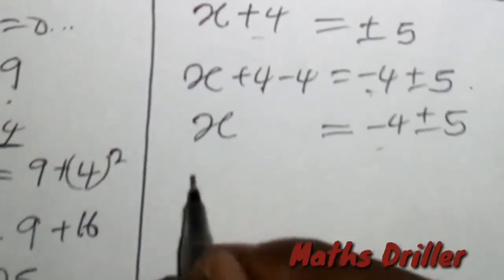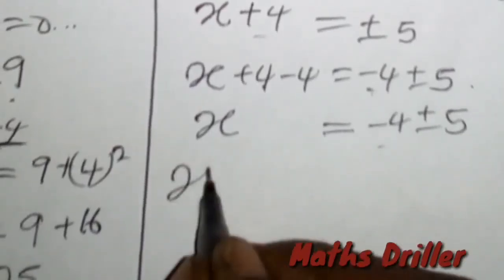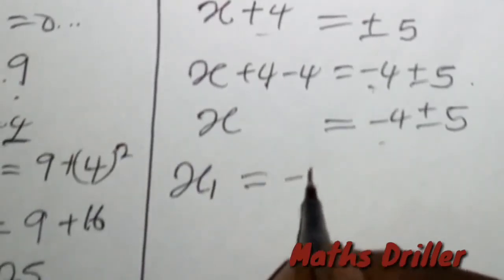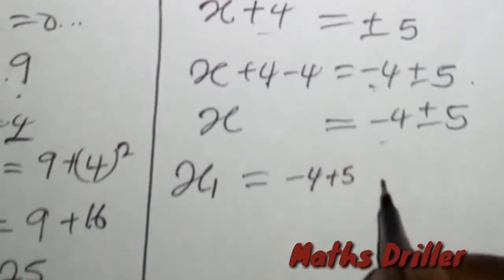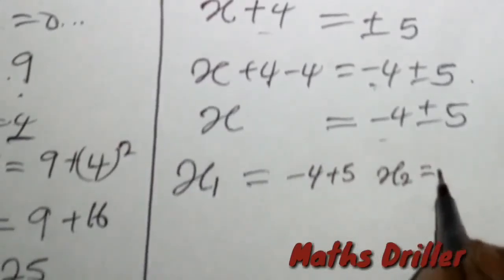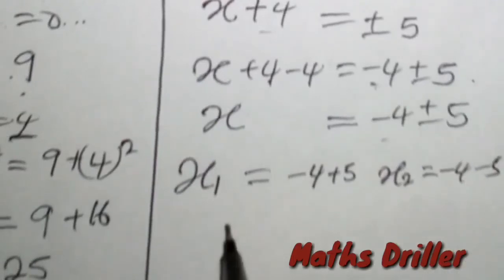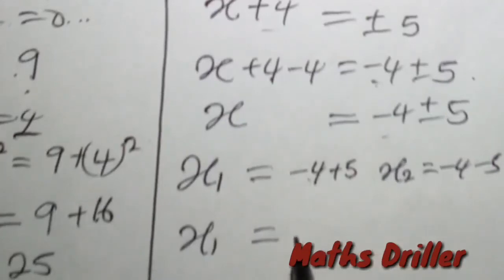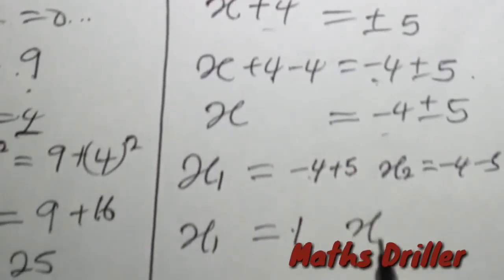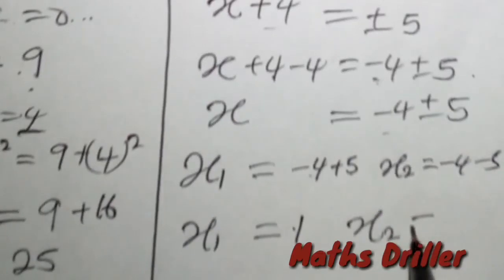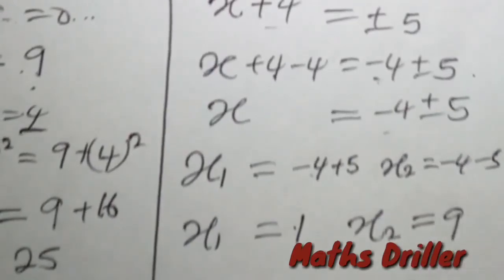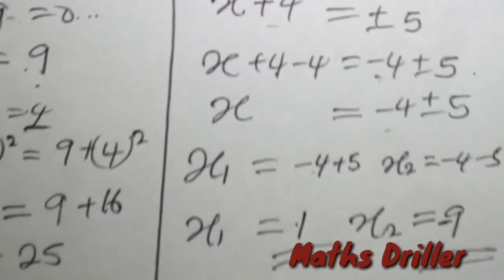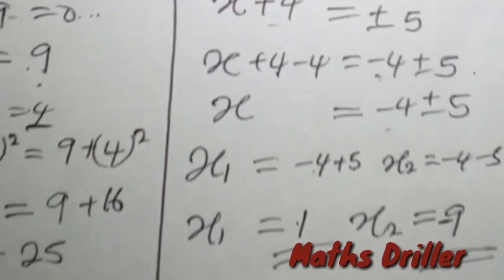Also here we have two values. We are going to find two values for x. Let's say x1 is equal to minus 4 plus 5, and x2 is equal to minus 4 minus 5. Therefore x1 is equal to minus 4 plus 5, which is 1, and x2 is equal to minus 4 minus 5, which is minus 9, sorry. These are the two values of x from the second equation.